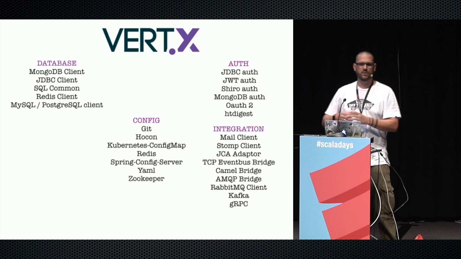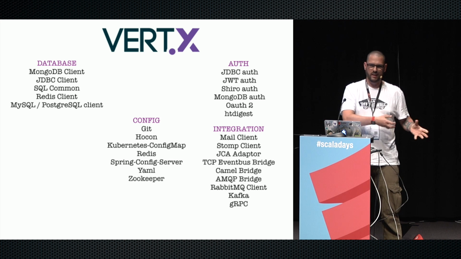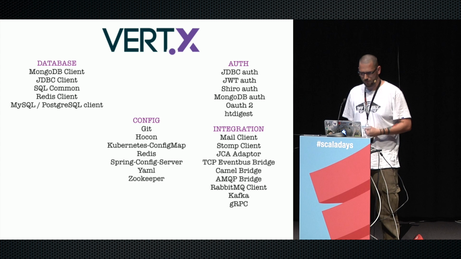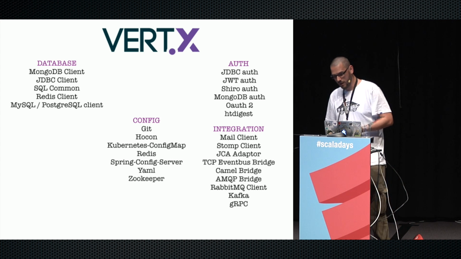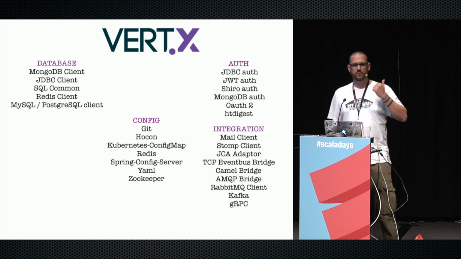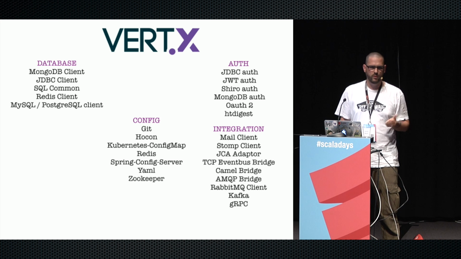Integration. This is my catch-all thing. This is everything that connects to somewhere else. So we have ways of integrating with the JEE legacy world where we can just hook into the event bus of Vert.x and start receiving events from there. We have Camel integration, AMQP integration, and the most recent additions are Kafka and gRPC. If you just saw the talk by Petra, gRPC is a pretty recent thing by Google, and Vert.x is capable of being both a client and a server for gRPC.